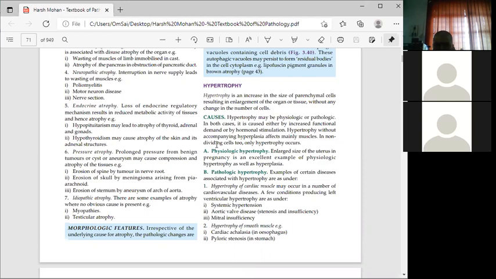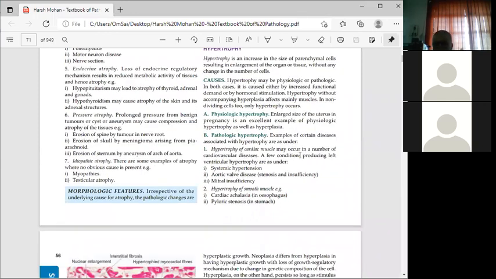In non-dividing cells, only hypertrophy occurs. Whatever the non-dividing cells are, for example in the brain, these cells generally do not undergo cell division. So in non-dividing cells, only hypertrophy occurs.